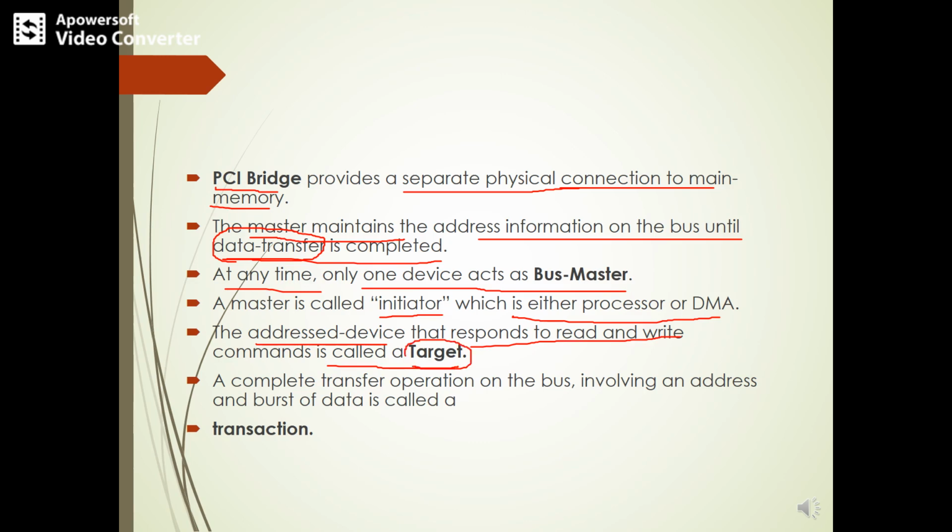So in the PCI concept we are using two terms, initiator and target. Initiator may be either processor or the DMA. The target device is the device which will respond to read and write commands. A complete transfer operation on the bus involving an address and burst of data is called a transaction.